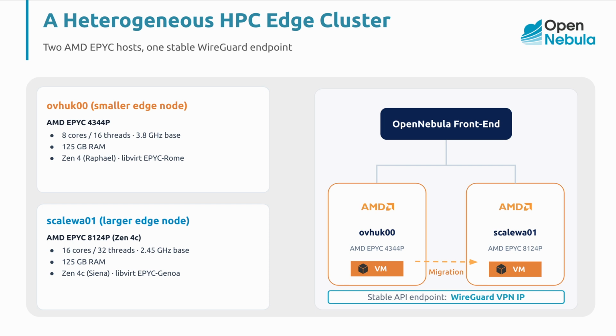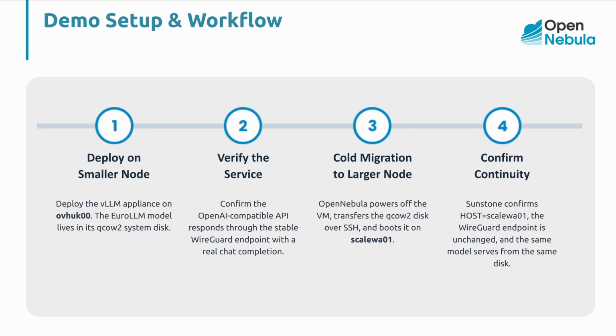Both are registered as KVM hypervisors under the same OpenNebula frontend. These two hosts do not share a system data store, so the migration we are about to perform is a cold one. The vLLM virtual machine exposes its API through the WireGuard overlay address that is independent of the underlying physical host, and that is what keeps the public endpoint stable across the move.